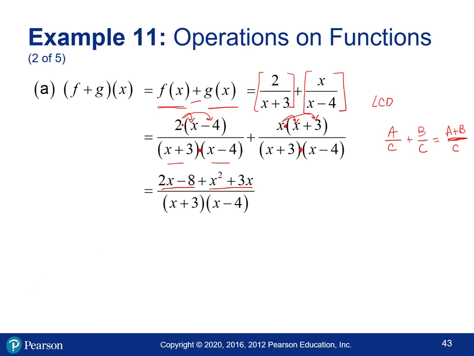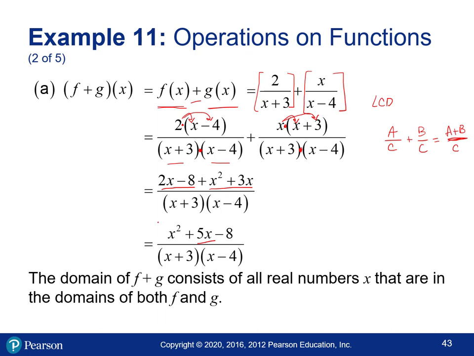And then we can combine some like terms. Combine the 2x and the 3x, that's where 5x came from. And then this is simplified. If we can factor the top, maybe something on top and bottom might divide out, but this one is actually as good as it's going to get, and this is the answer.